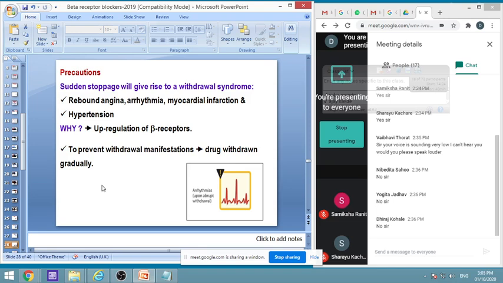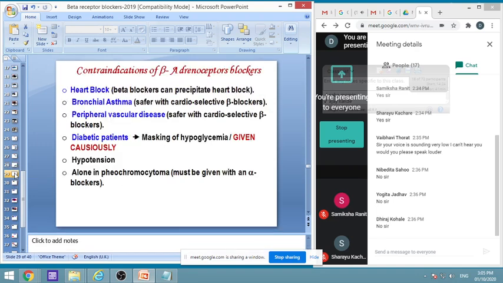How gradually? Suppose earlier it was 40 mg per day, then slowly you reduce it to maybe 30 mg per day, then 20 mg per day, and accordingly you taper it. Okay, so this is known as gradual withdrawal, and you will find this in many drugs. This is important, and it has to be done to prevent the withdrawal effects of the drug.